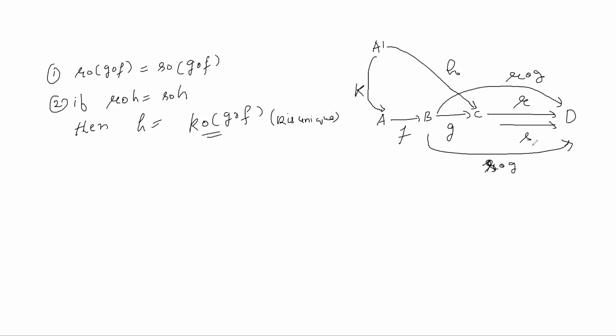So I will show that F is an equalizer of these two pair of morphisms. And the first condition is satisfied here. So see here, you have R composition G composition F is S composition G composition F. Okay, so call it 1 dash. So 1 dash, the first condition in the definition of equalizer is satisfied.